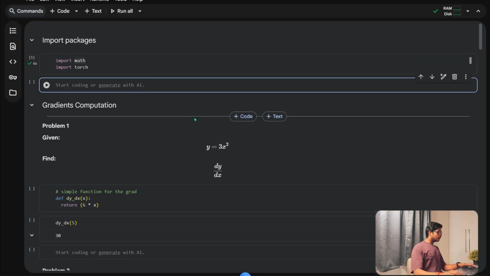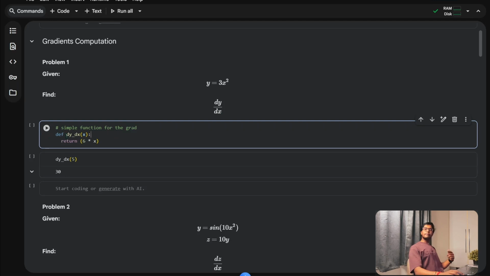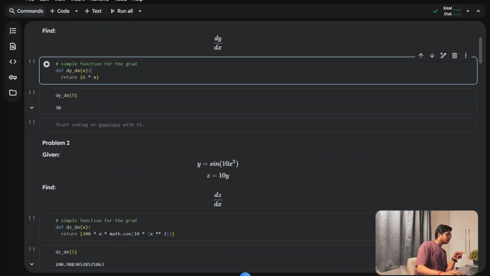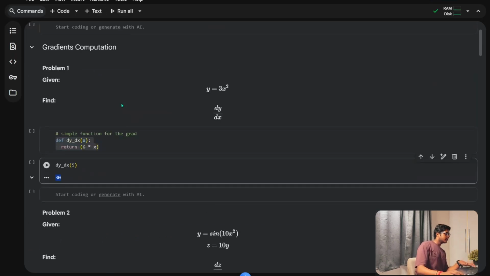Yeah, so once it got imported, let us see the first problem. So this was the first problem, which was y equals 3x square, and we had to find the derivative of y with respect to x, right? So we computed it and we got 6x. So that is what we are returning as the output from this derivative function. So it takes my x and it returns 6x, and that is what we calculated also. So this is the function. Now I just passed a random x as 5, so it will give us 30, which makes very much sense.